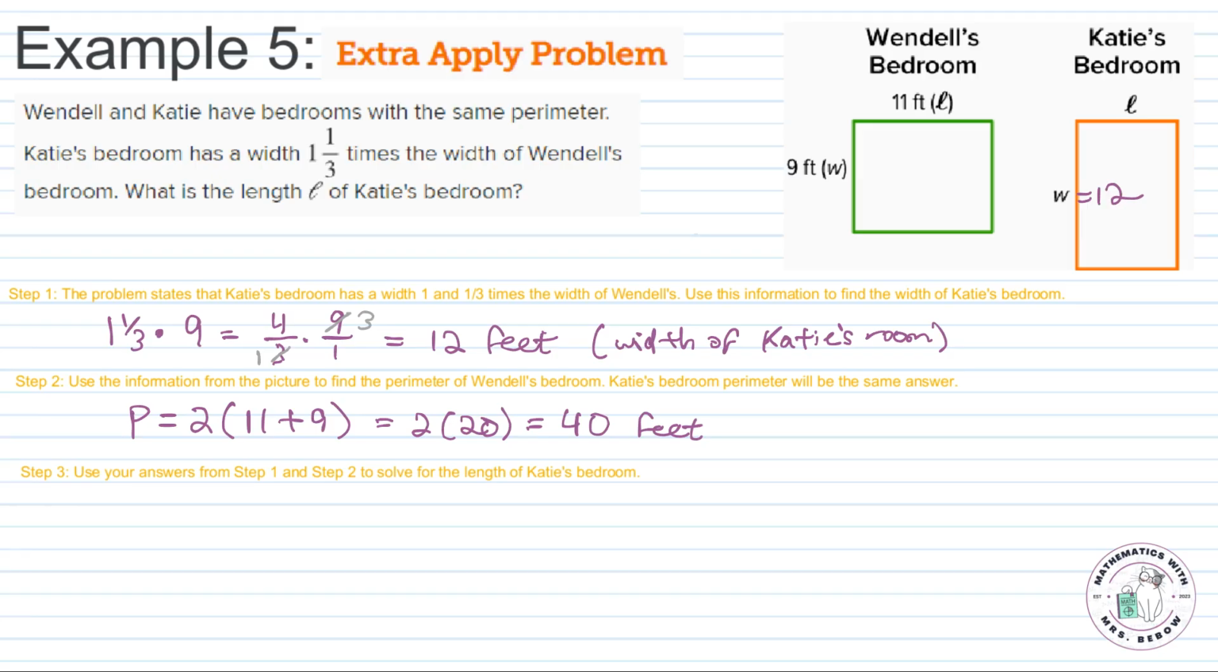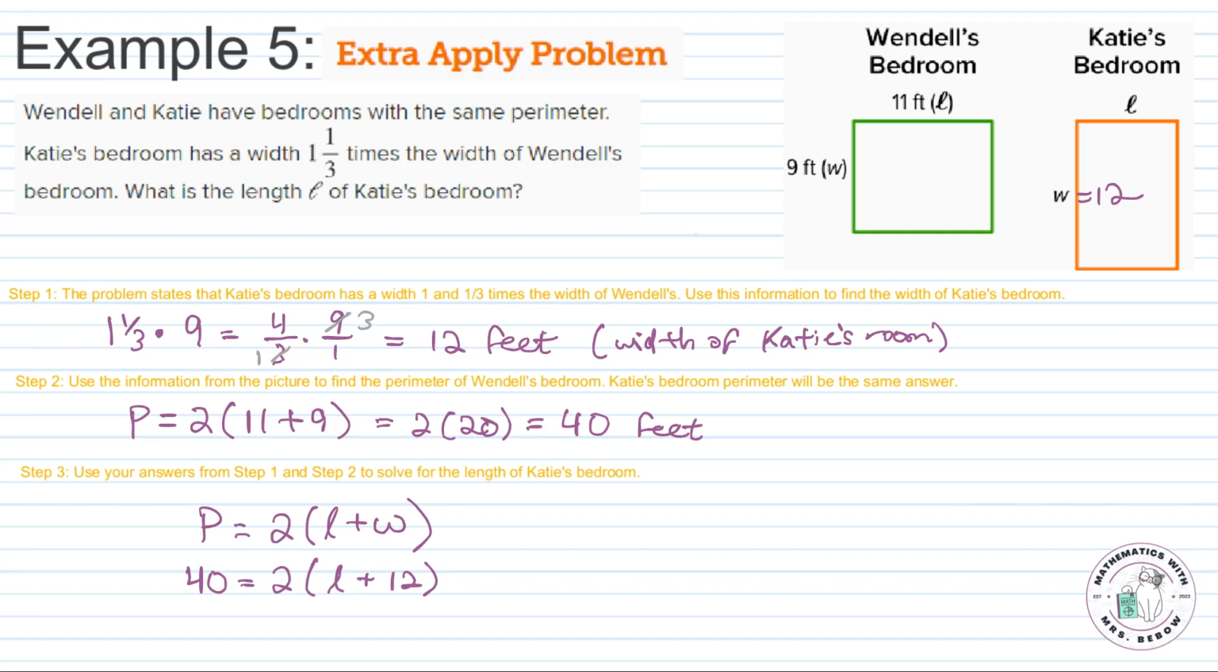So we can now use what we did from step 1 and step 2 to figure out the length of Katie's bedroom. So perimeter equals 2, again in parentheses, length plus width. So the perimeter we know is 40 since it's the same as Wendell's. And then we have 2, and then in parentheses we don't know what L is, but we do know that the width is 12 feet.